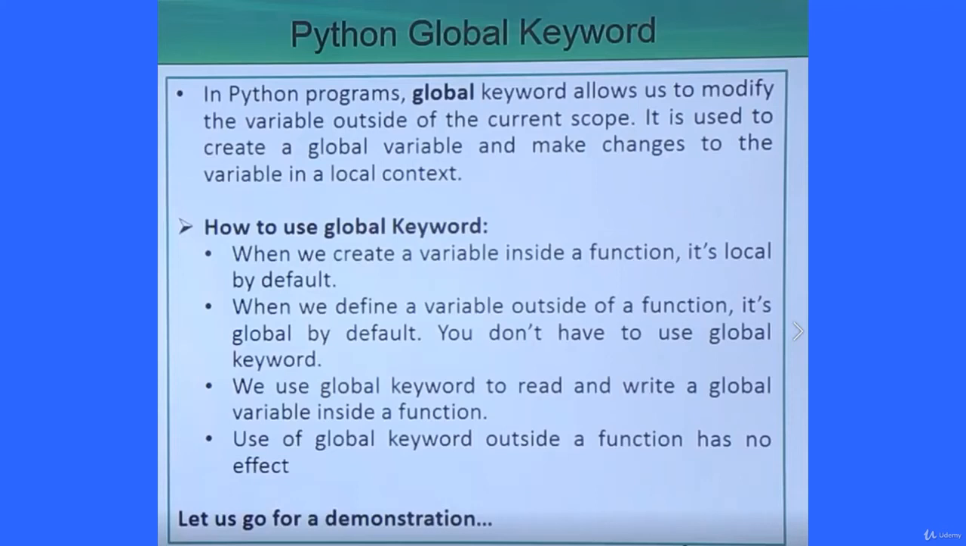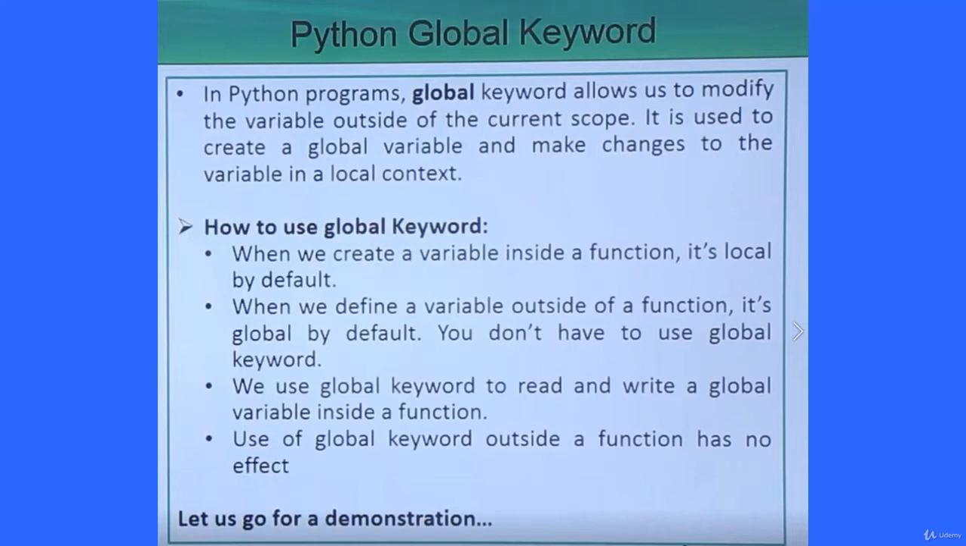Python global keyword. So we know that multiple keywords are available in Python, but in this video we are concentrating only on the global keyword. A Python program's global keyword allows us to modify a variable outside of the current scope. So we can change the variable value outside of the current scope, and it is used to create a global variable and make changes to the variable in the local context also.